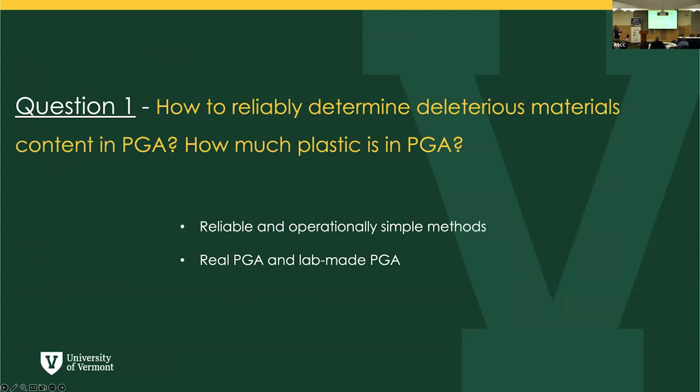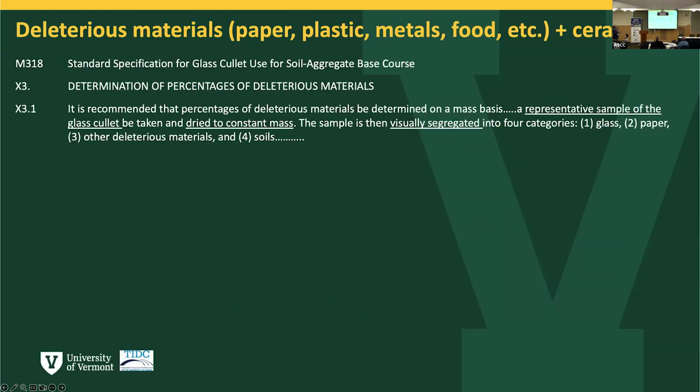So going to the first question, how do we determine deleterious material content? We thought, how difficult can it be? The current practice is based on visual inspection. So basically you take some material, dry it out, maybe about a couple of pounds, and physically separate everything that looks like it's not glass.